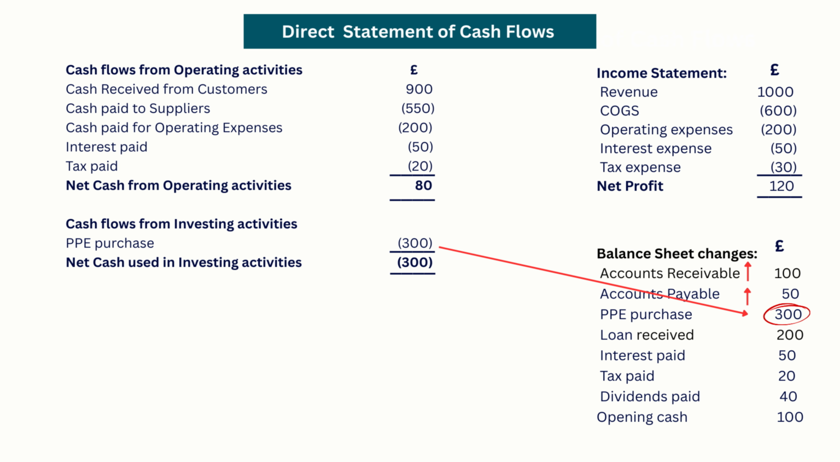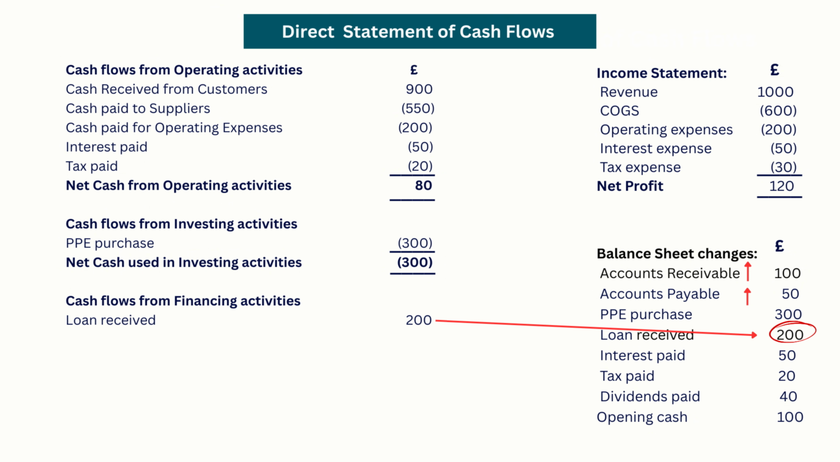Investing activities relate to long-term assets. Plant, property and equipment purchase is 300. The company purchased equipment costing 300. This is a cash outflow. Net cash used in investing activities is 300.